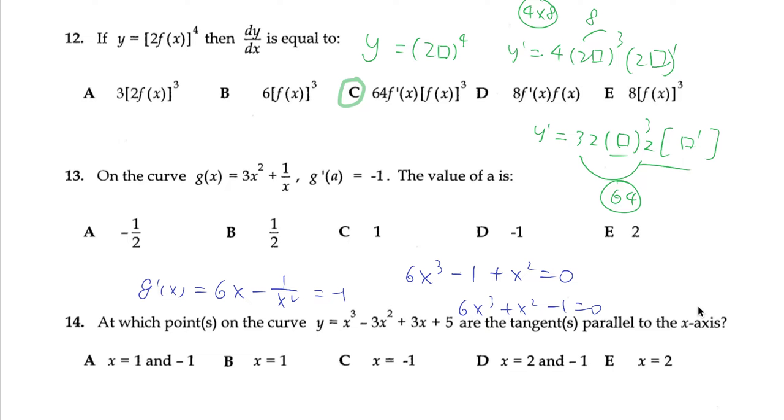That's 6, 1, 0, -1. So x1 equals a half. x2 and x3 are two complex numbers, which is irrelevant. So the only positive a value that lets this equal -1 is just a half. So this is a half.